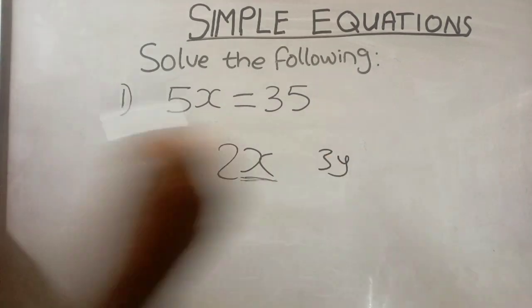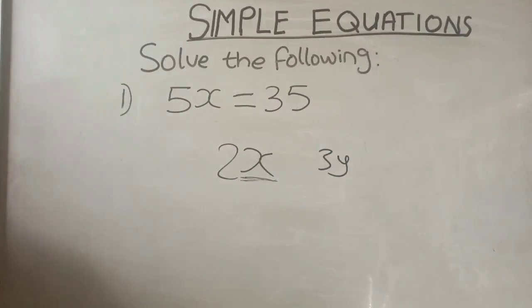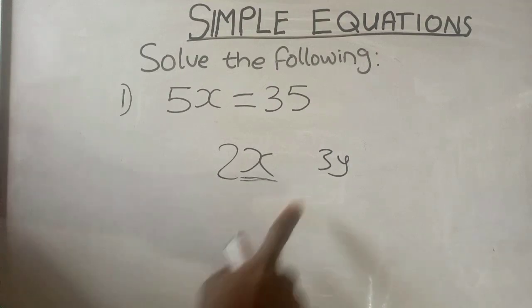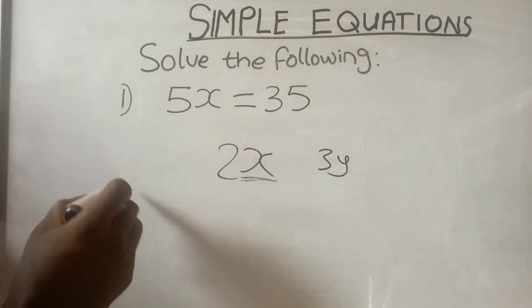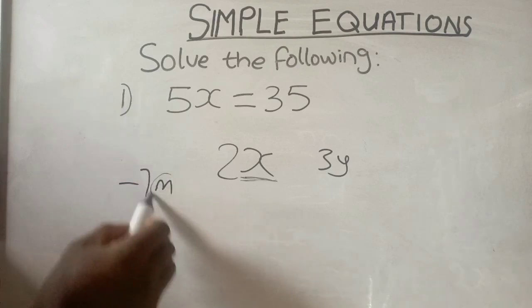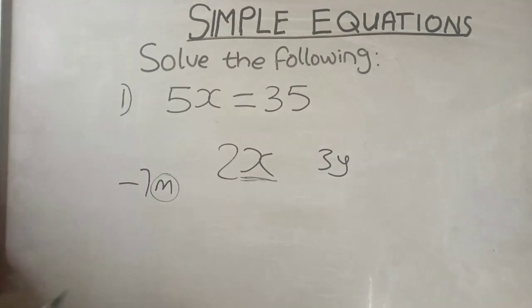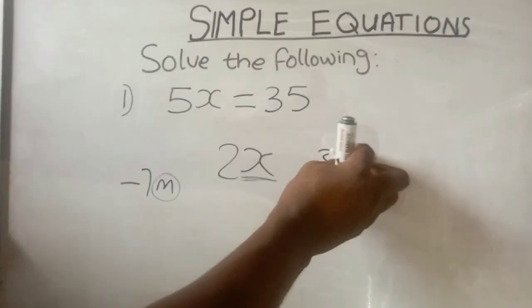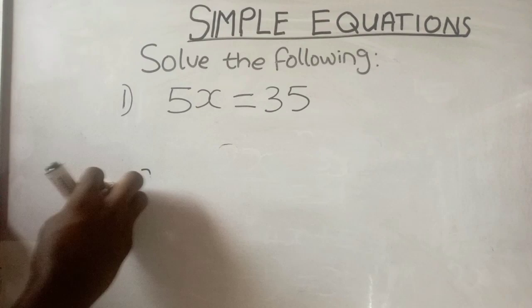If you have 3y, one asks you what's the coefficient of y here, what will be your response? The answer is what? 3. If I have it as minus 7m and you are asked the coefficient of m, the answer is minus 7. So it's going to be very, very instrumental to what we'll be doing today. All right, so let's take a look at the first example.